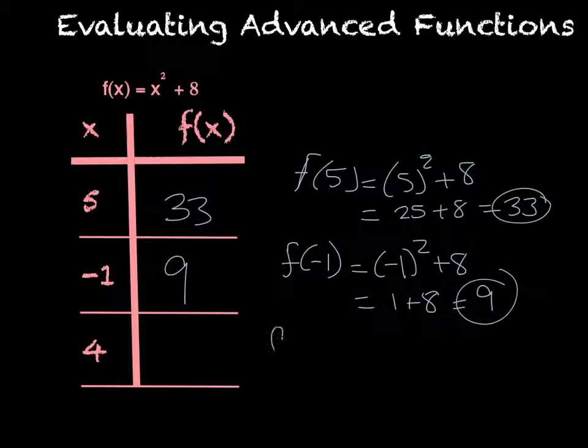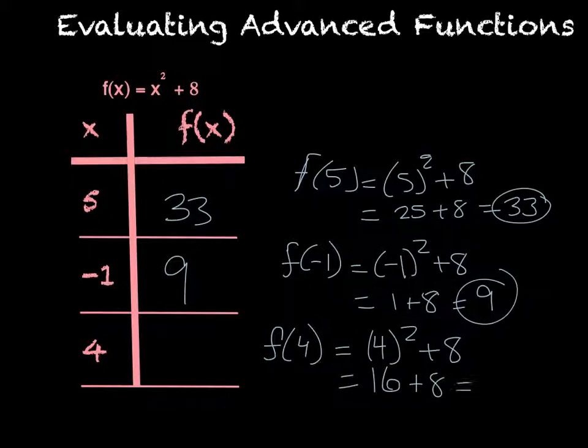And the last one here, f of 4. If I put that in, then I have 4 squared plus 8. 4 squared is 16 plus 8. 16 plus 8 is 24. So f of 4 is 24.